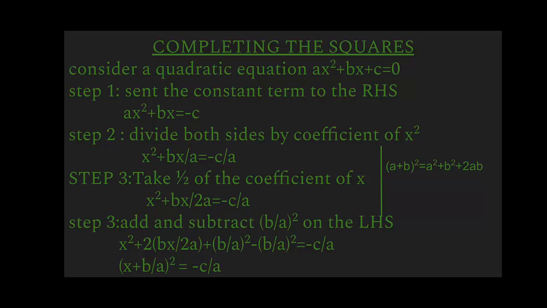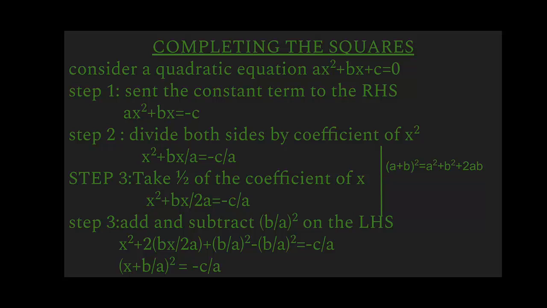Step 3, take half of the coefficient of x. So if you take half of the second term, bx divided by a, you get b divided by 2a. Now step 4, add and subtract b by 2a whole square on the LHS. So you have to add as well as subtract. This will not affect the given equation. This will get cancelled, and these two we can cancel. You will get the same thing, bx divided by a.